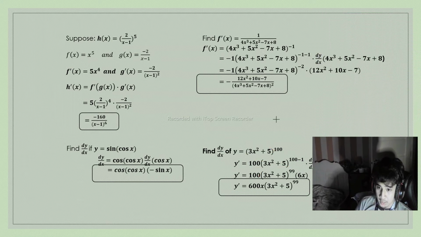So, dito naman tayo sa last example. Then, we find the f of x of 1 over 4x cubed plus 5x squared minus 7x plus 8. So, katulad ng ginawa natin kanina na may square root, pwede natin siyang i-rewrite as like this. Negative 1. Wala pala square root yun. Ito pala yung may fraction. Tapos, i-chain rule natin siya.